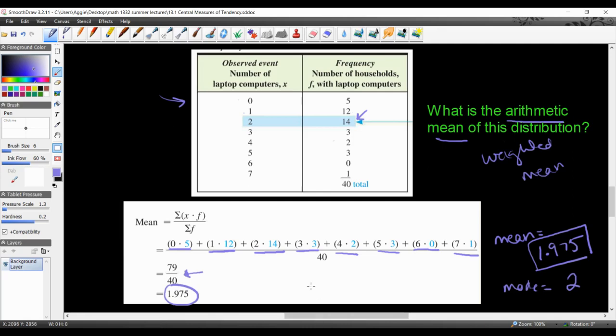For the median, I'm not going to do that one, but you would have to actually list all these numbers. You have to say, well, there was 5 zeros. So list them out. 12 ones. So it'd be kind of like this: 1, 2, 3, 1, 2, 3, 4, 5. And then you would do the 14 twos, which I'm not going to do, but you get the idea. So you would list all the numbers, find the middle number, and that would be your median.